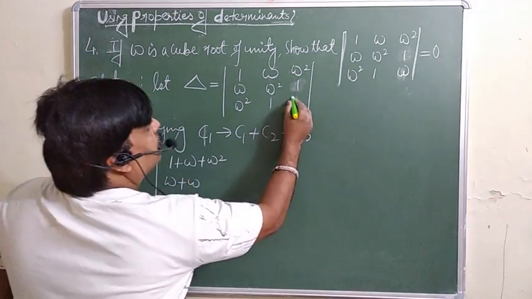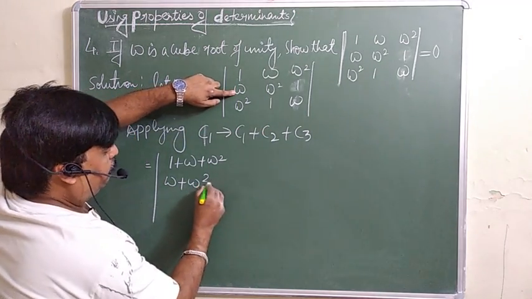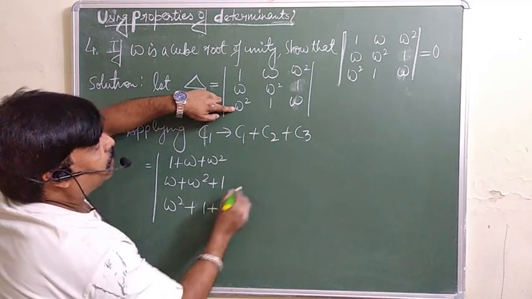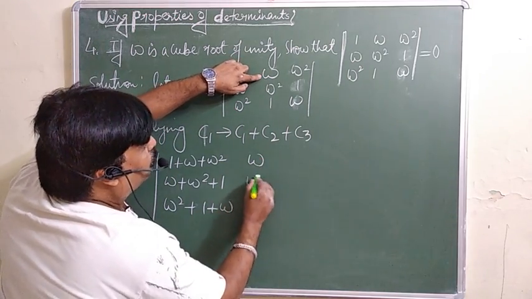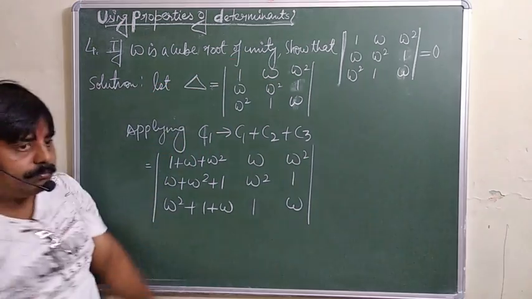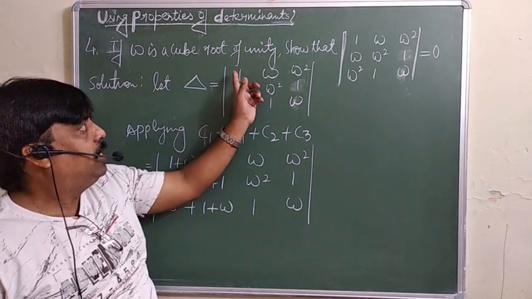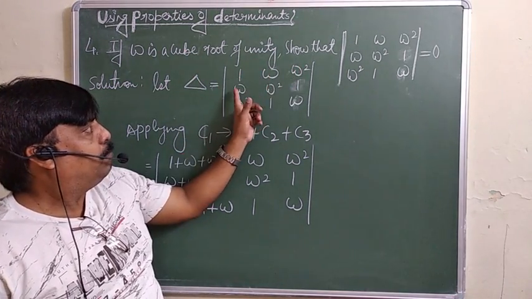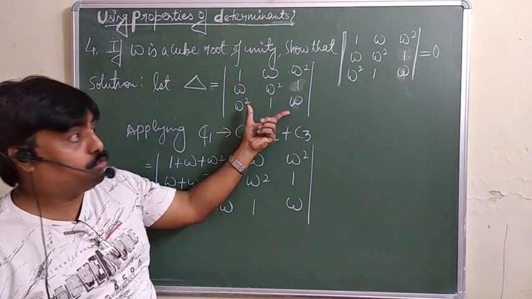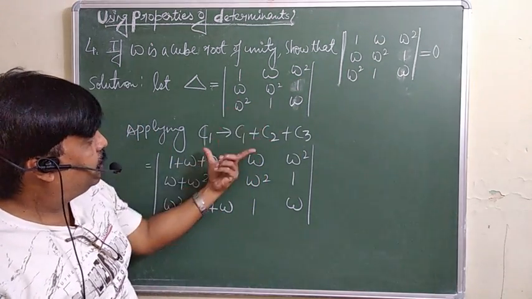This is your question. So we are adding, so here you will get omega plus omega square plus 1. Here is omega square plus 1 plus omega. And this will remain as it is: omega square, 1, omega square, 1, omega. See, if we think about the properties, this is like A, B, C; B, C, A; C, A, B. So you can apply minus 1 by 2, A plus B plus C, and otherwise you can just simply add.